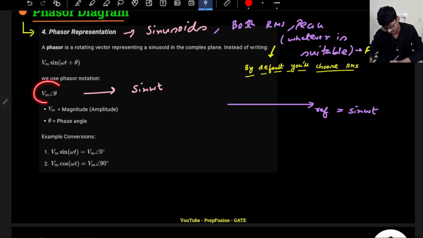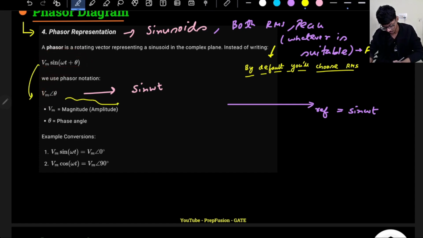Because let's say I have written this Vm theta. How do I go back? So I understand the information. Whenever you convert this sinusoid to a phasor, which information gets lost? The information about the frequency term omega gets lost. So I will write: information about omega gets lost.